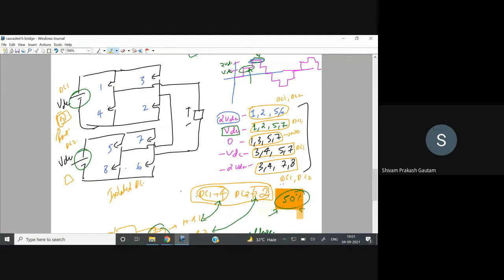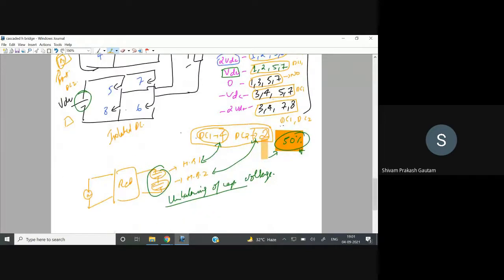If you are using a capacitor and a slight change is there, then this capacitor will charge more, the top capacitor will discharge more. So there will be unbalancing of the capacitor voltage. Okay, so you can search on it.